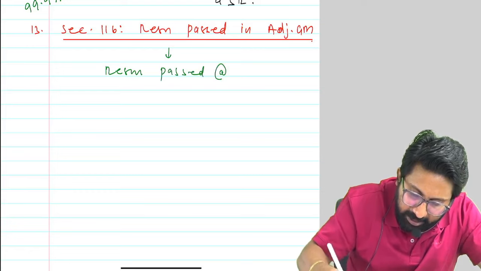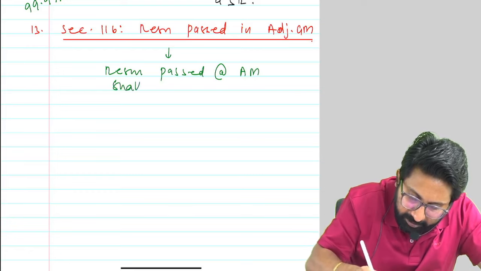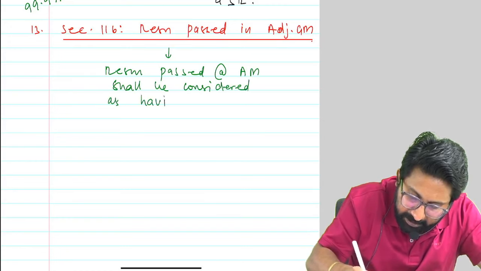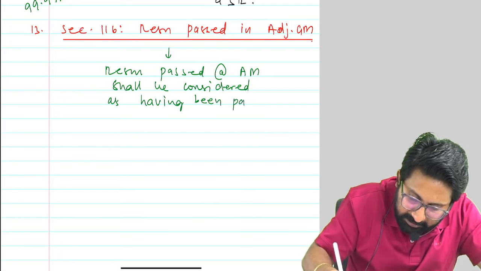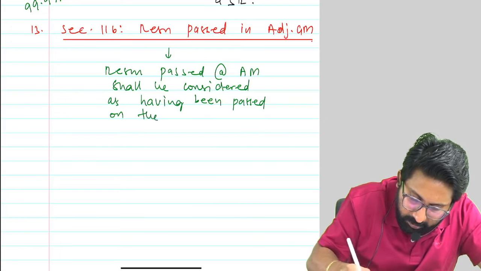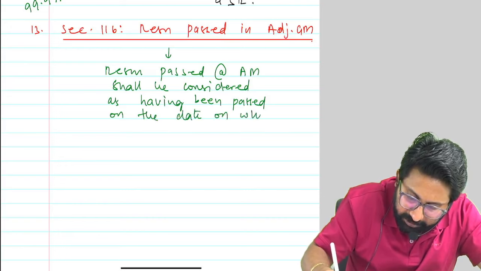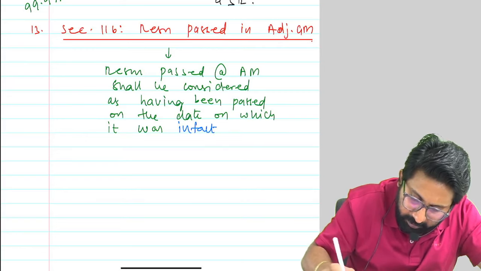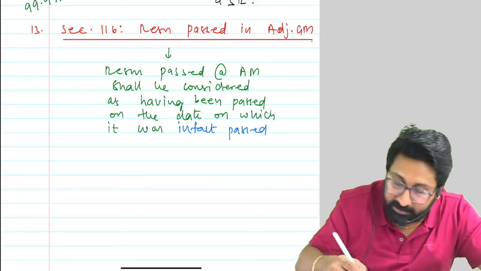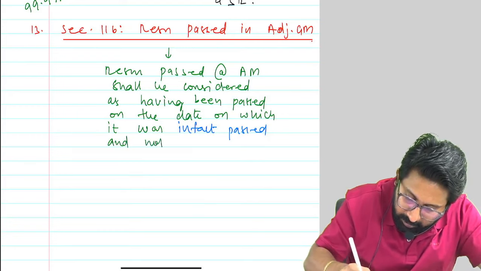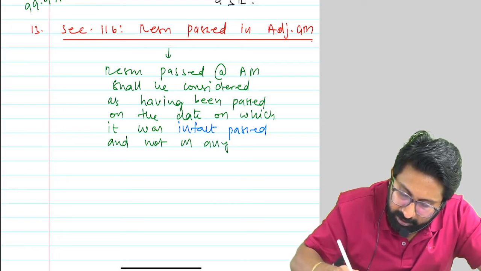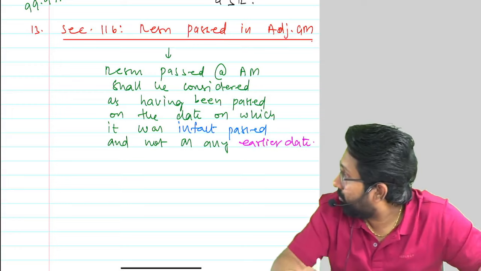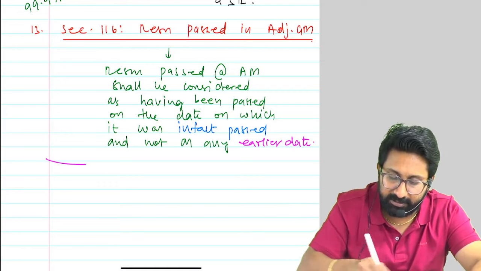Resolutions passed at adjourned meeting shall be considered as having been passed on the date on which it was in fact passed and not on any earlier date. That's all. Over 116.